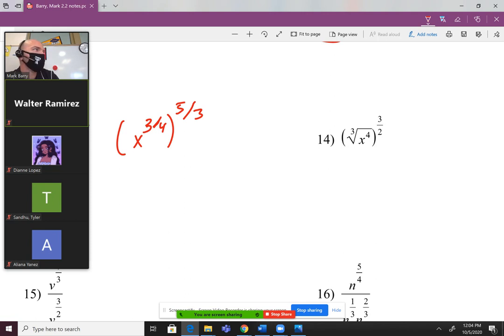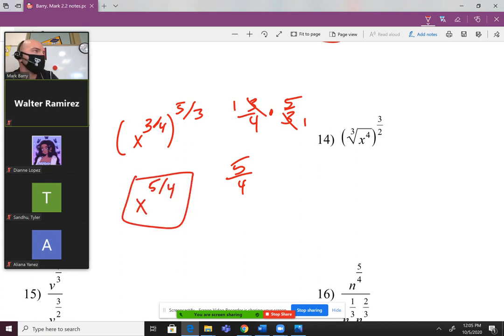We're still multiplying the exponents because we have one base with two exponents. So 3 over 4 times 5 over 3. Can we cross cancel here? You're gosh darn right we can. Turn those both into 1s, or you can just cancel them out. That's fine too, if it's the exact same number. All right, top times top on top, bottom times bottom on bottom. And so my final answer is x to the power of 5 over 4.